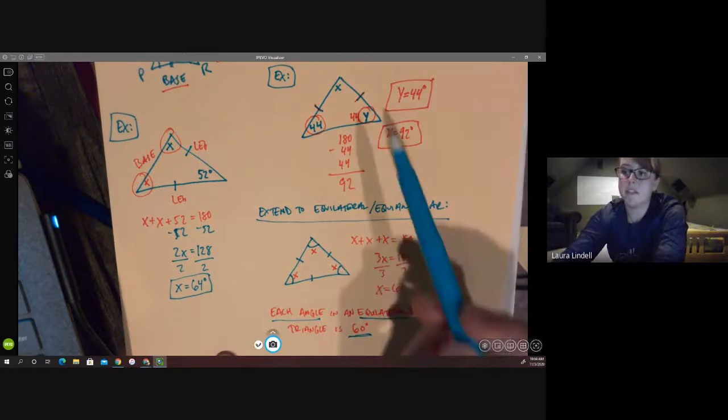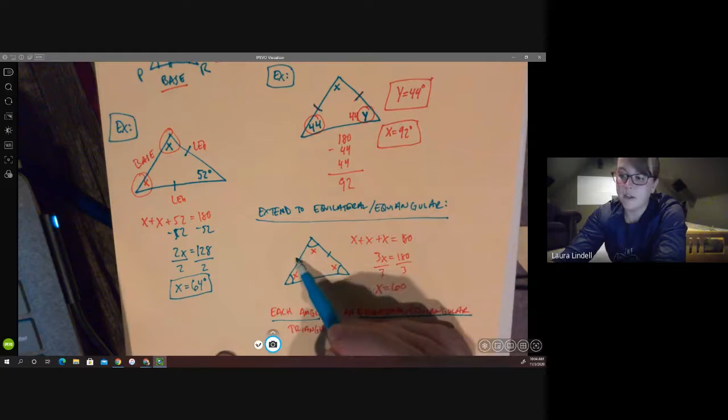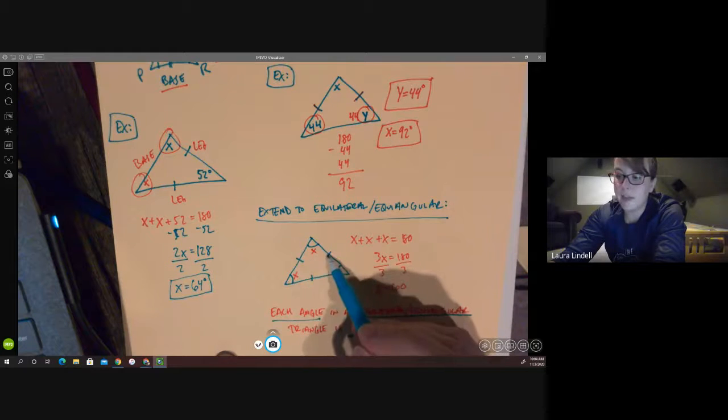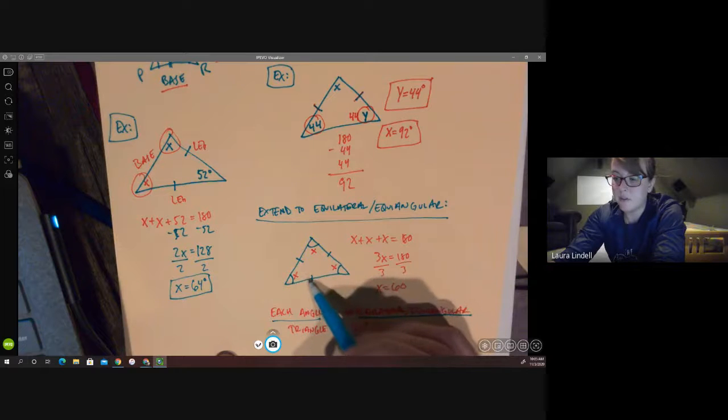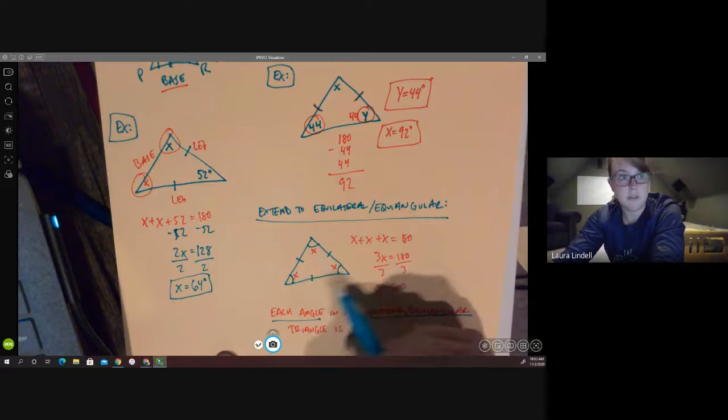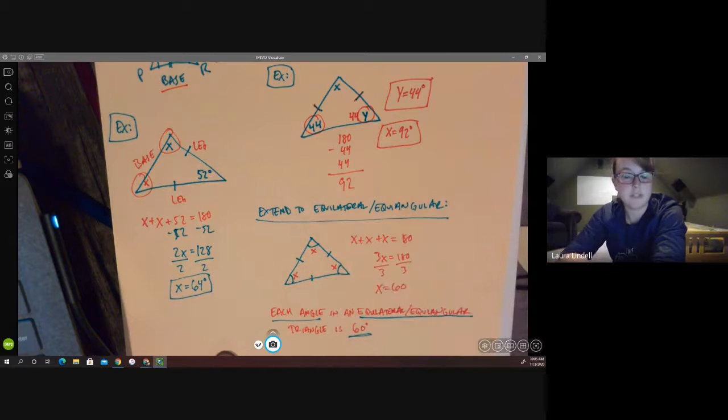And that kind of extends from this because if two sides are the same, then the angles that are across from them are the same. But these two sides are also the same. So you get pretty much all of your angles being the same. And when they're all the same, they're all 60. So that's an extension of the base angles theorem. That's a super convenient fact.